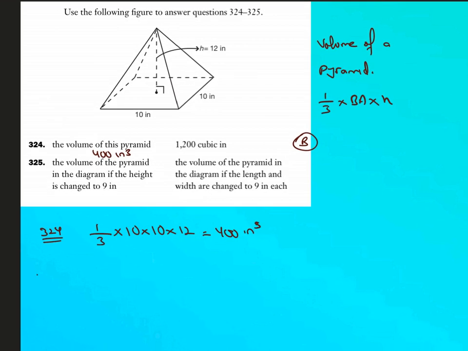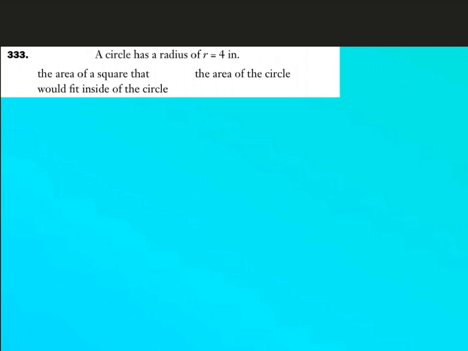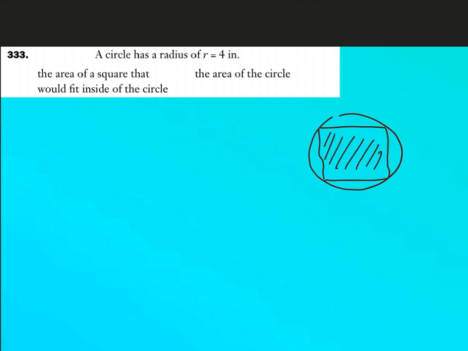Now this question says the volume of the pyramid in the diagram if the height is changed to 9. So basically the volume. Now there's a circle with radius 4. Let's say something of this sort. This is 4. Now the area of the square that would fit inside the circle. So there has to be a square inside the circle. That area is the first quantity. And the second quantity is the area of the entire circle.